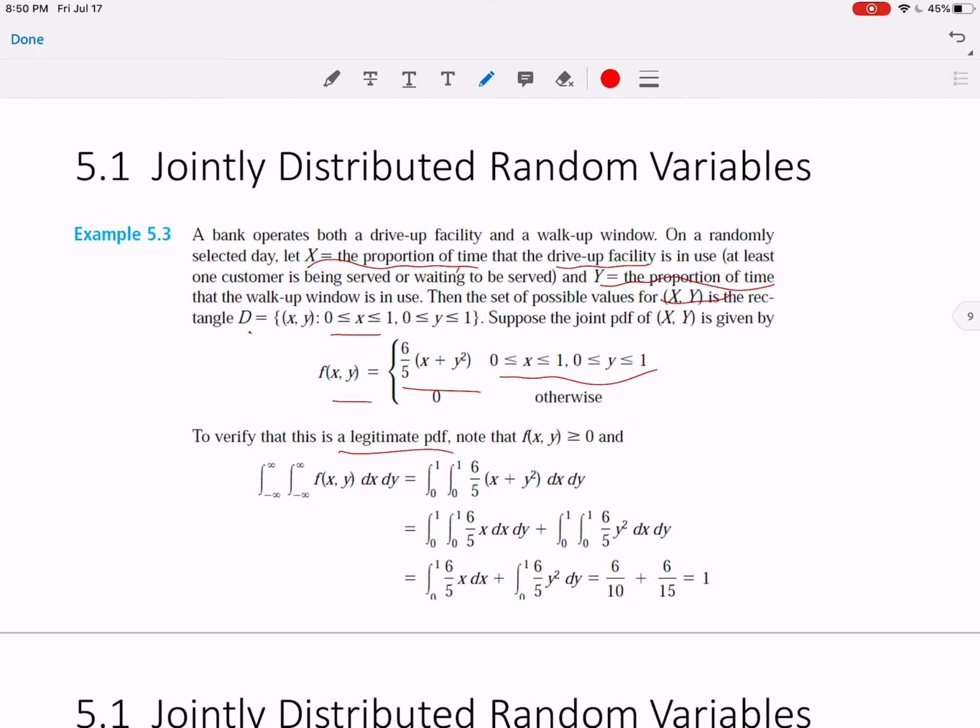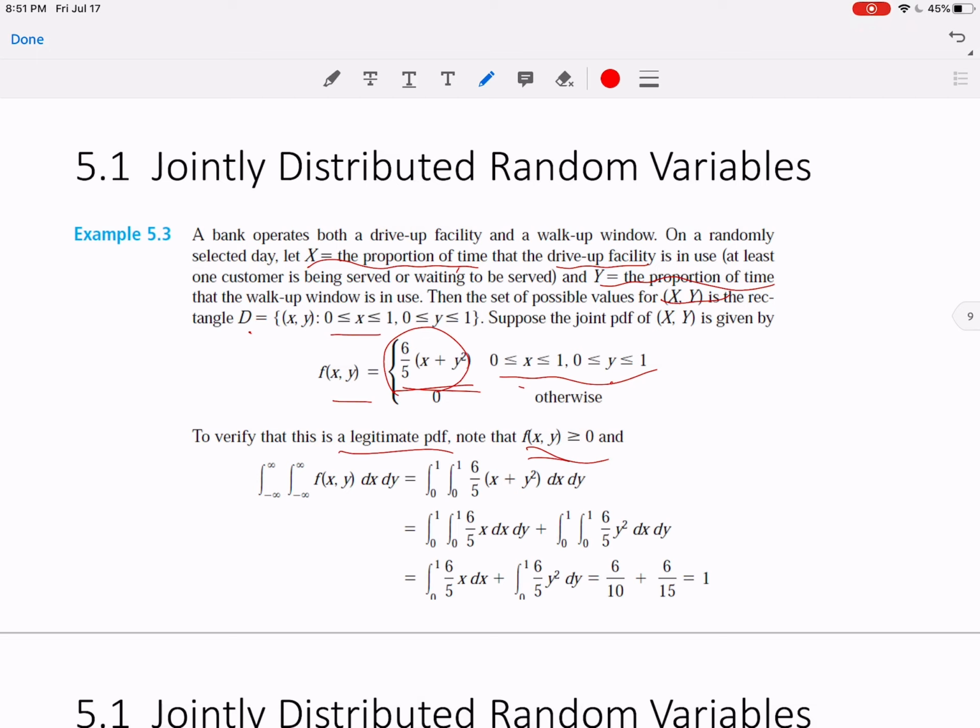Based on what we just learned, if we want to verify whether it's a legitimate PDF or not, we need to check two conditions. Number one, f(x, y) has to be always non-negative, because it's a probability. For being a probability, it's got to be greater than or equal to 0, because based on the expression we have here, there's no negative sign, and since both x and y values are positive, this whole thing is always greater than or equal to 0. So the first condition is satisfied.